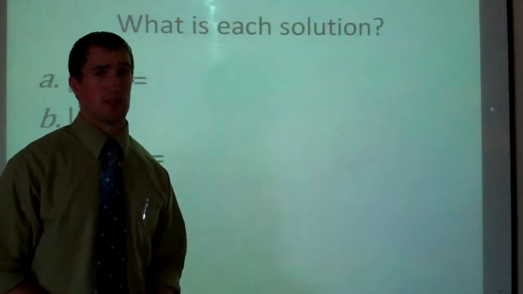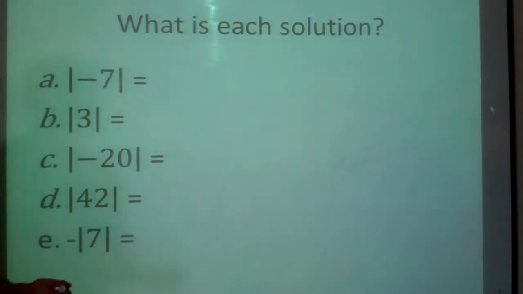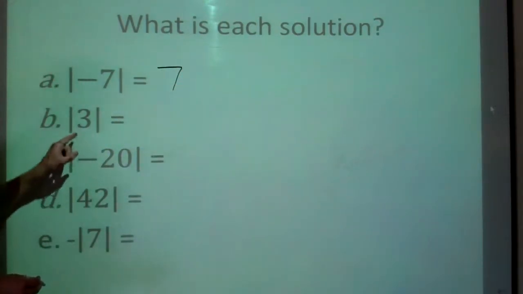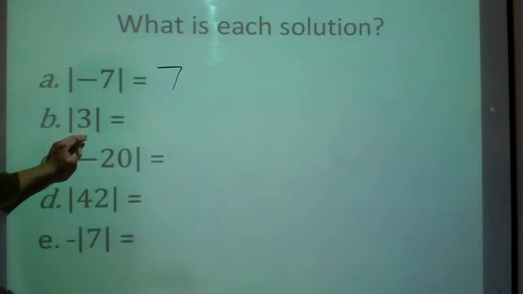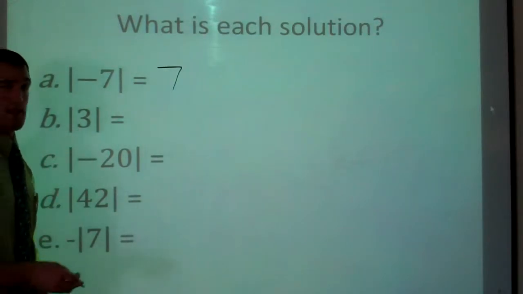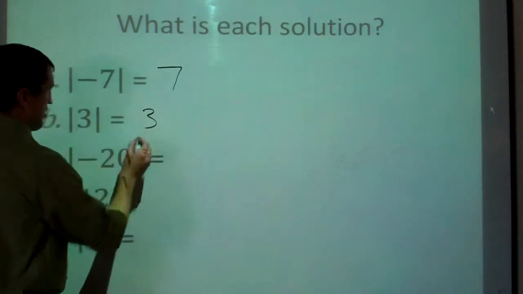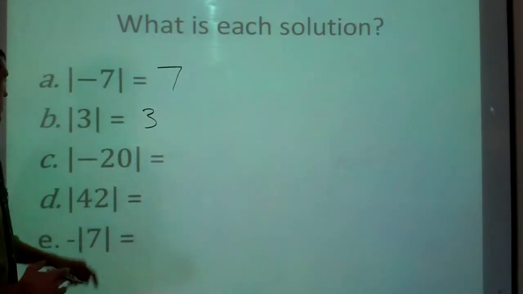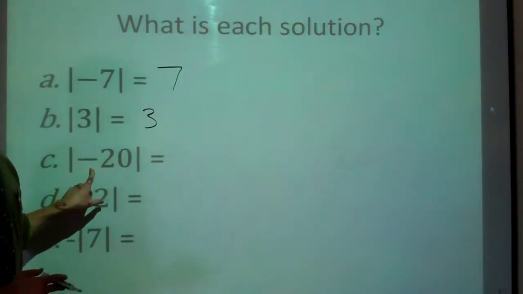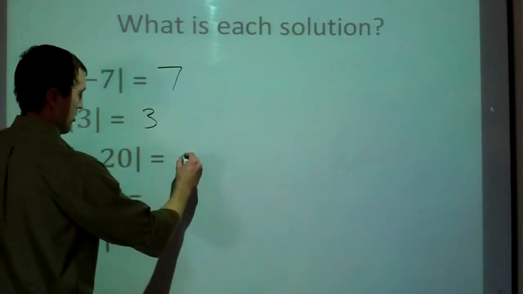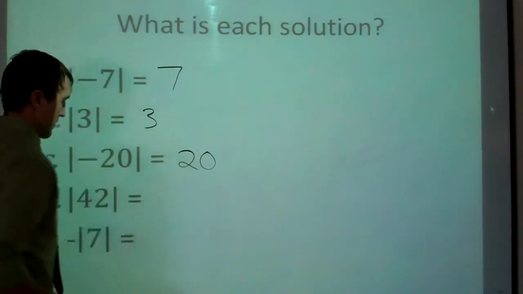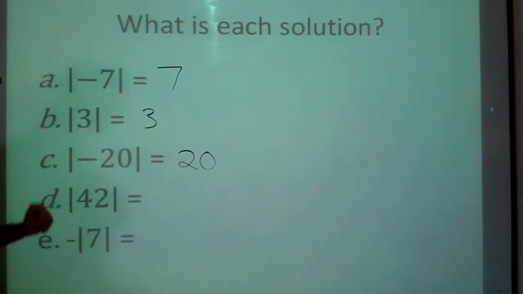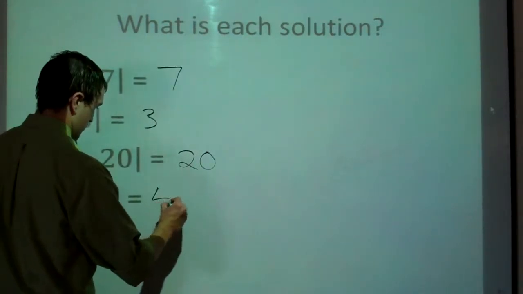So, quick answers to these. Absolute value of -7 is +7. Absolute value of +3 stays 3. Remember, everything that is in here comes out positive. Absolute value of -20 comes out +20. +42 in the absolute value, that stays 42.